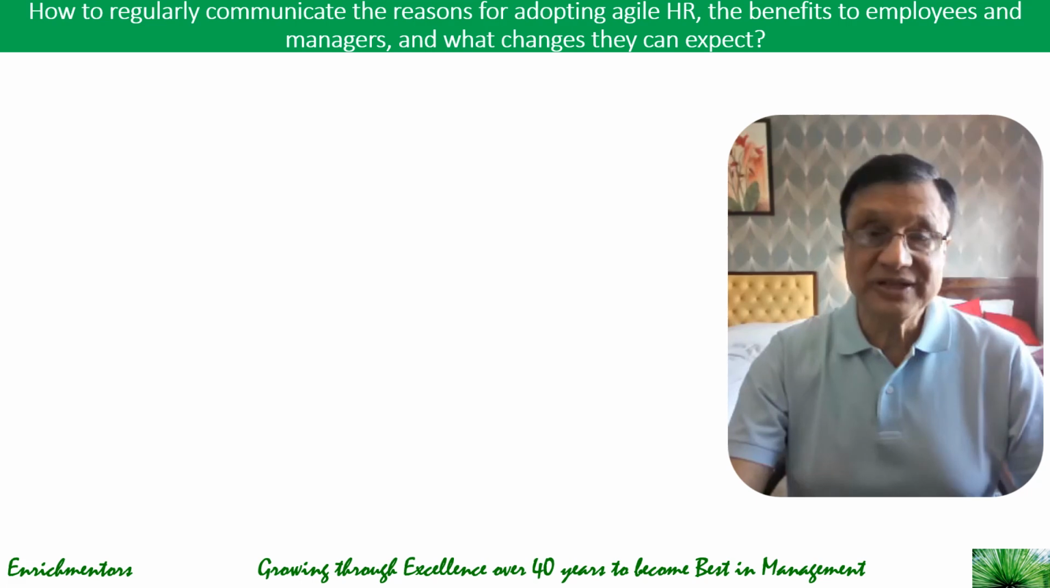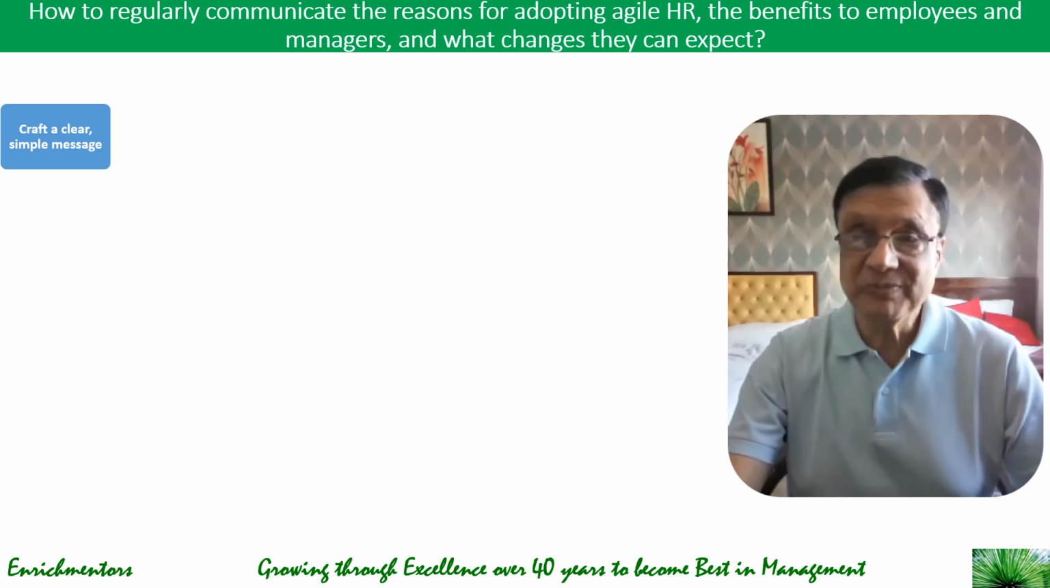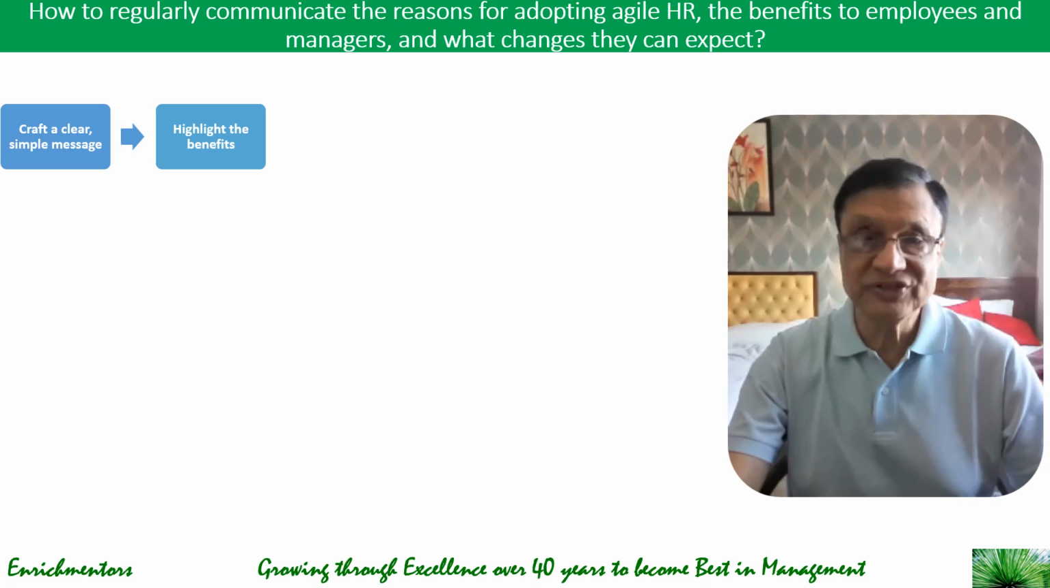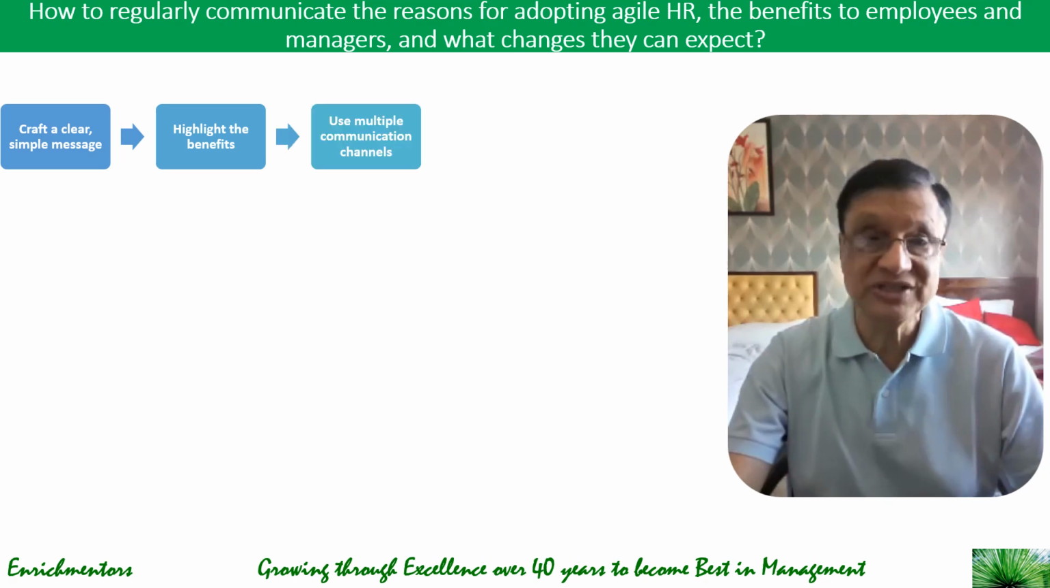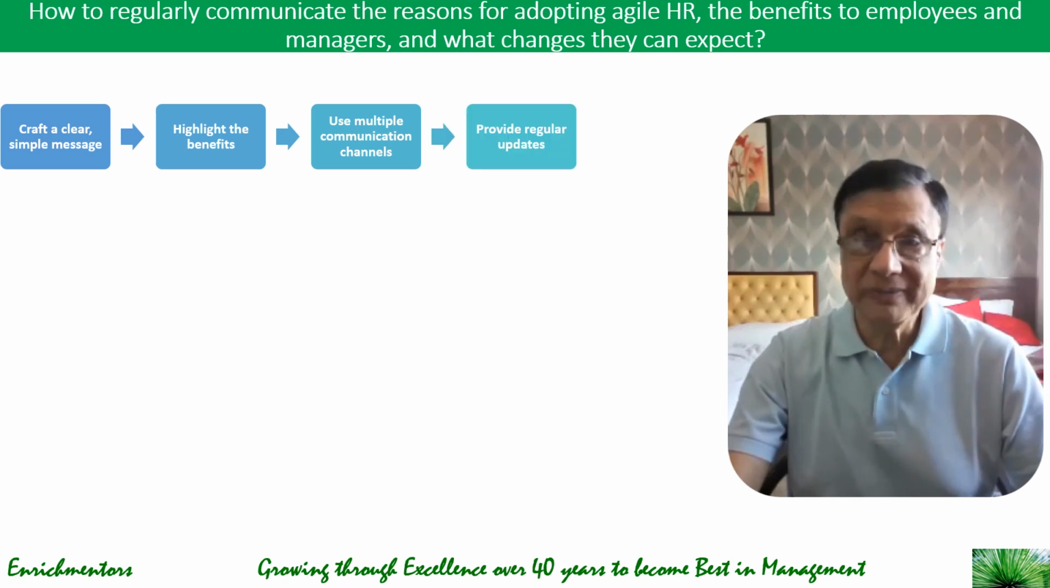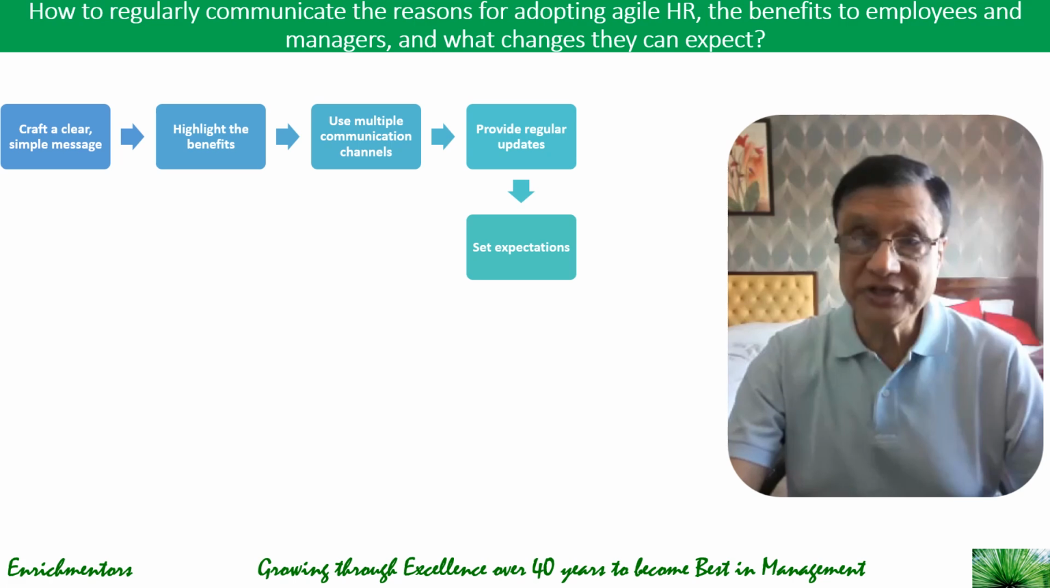So, what are the steps that we can take? Let's take a look at the summary of steps. You need to start by crafting a clear, simple message about why Agile HR is being adopted. Then highlight the benefits to both employees and managers. And while doing so, use multiple communication channels to share the message widely. Provide regular updates on progress and milestones. Set expectations of what changes will occur in HR processes.